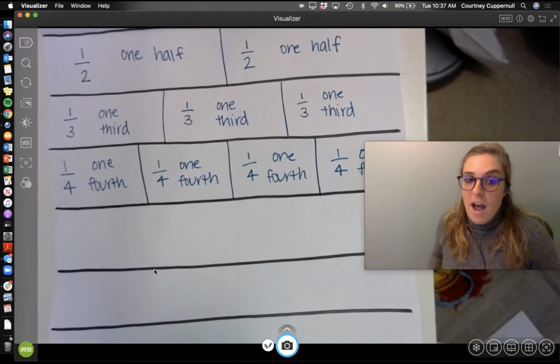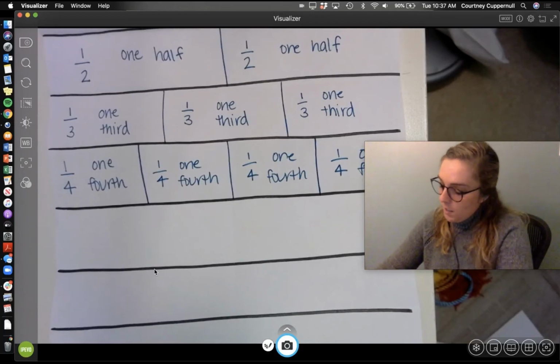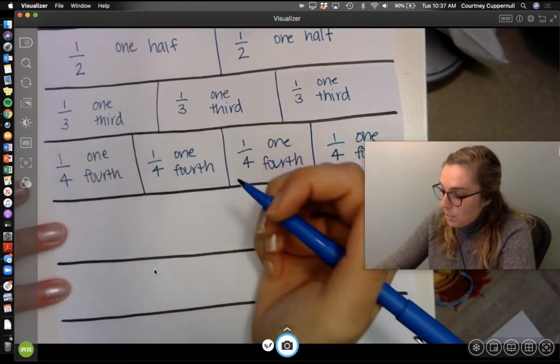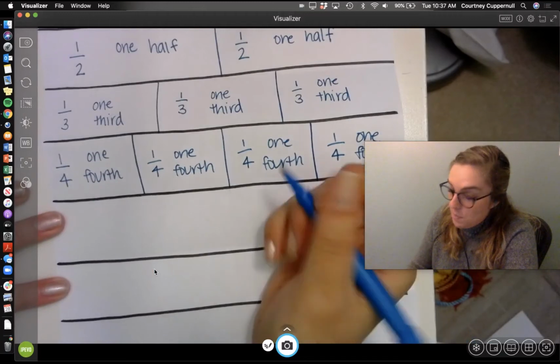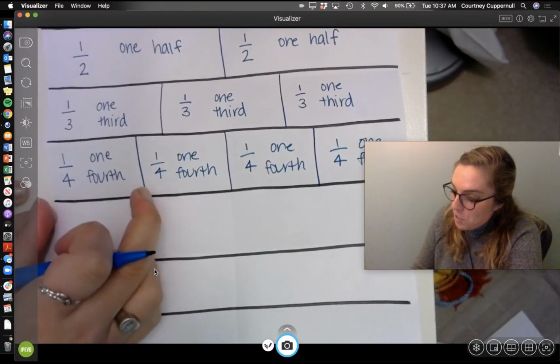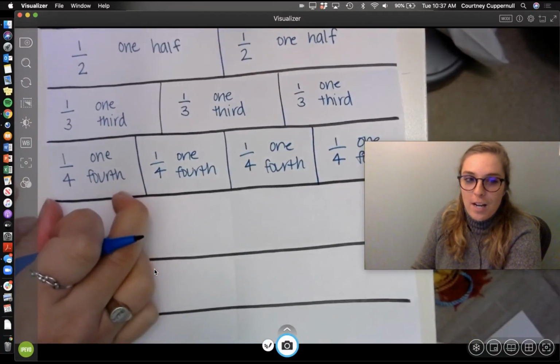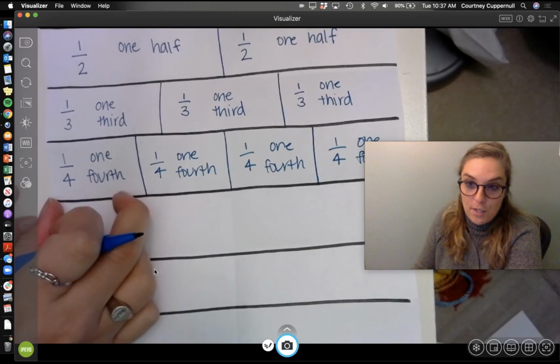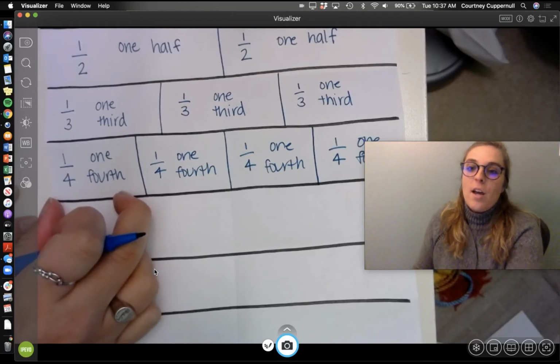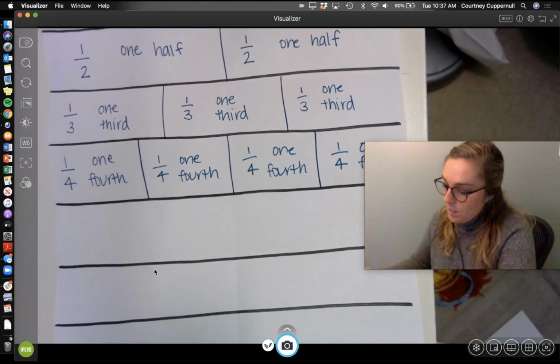Yep, we're going to break it up into 5 pieces. So I know if I'm going to break it up into 5 pieces, my pieces are going to have to be smaller. That was our answer from before. As we break a whole up into more pieces, each piece is getting smaller.